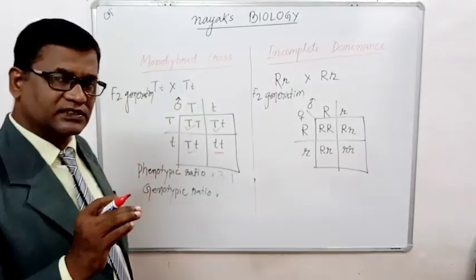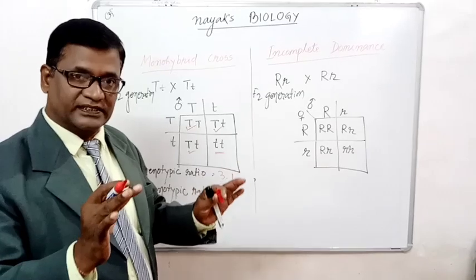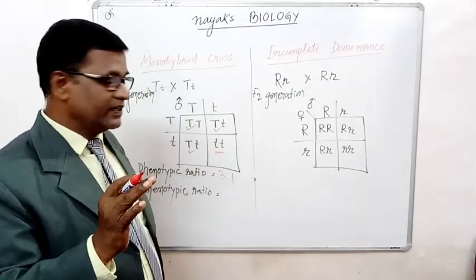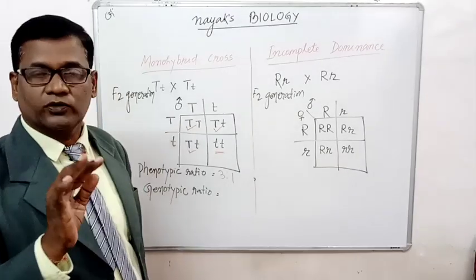Simple. What do you understand from this? Suppose in the field 4 plants are there. Of those 4 plants, 3 plants become tall and 1 plant becomes short or dwarfed.